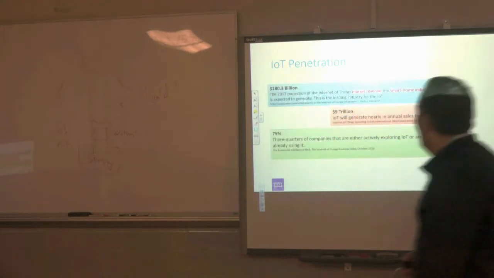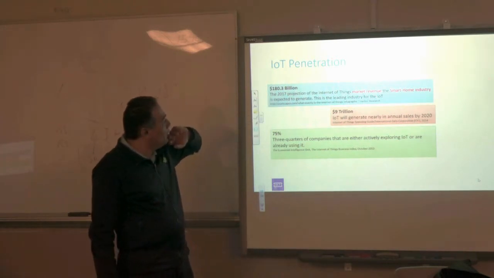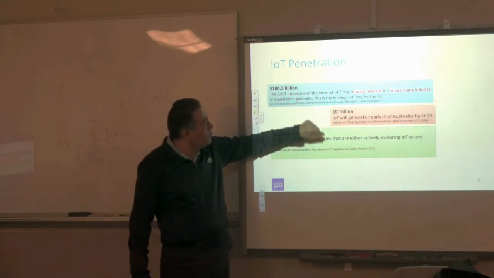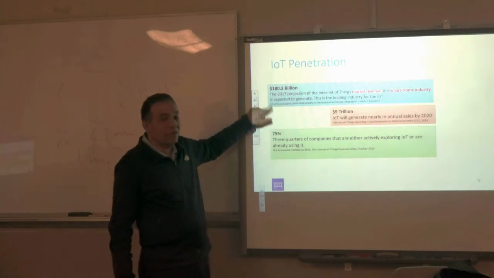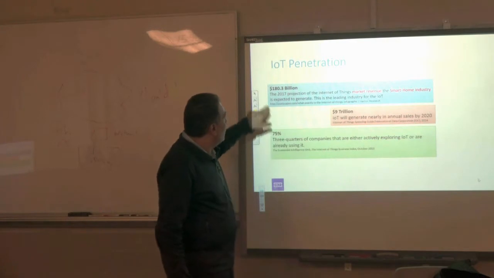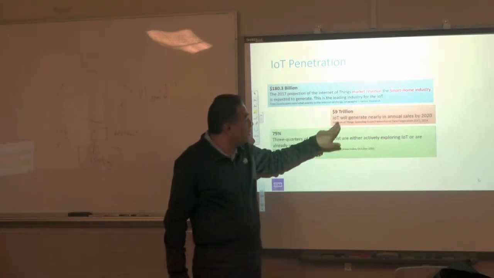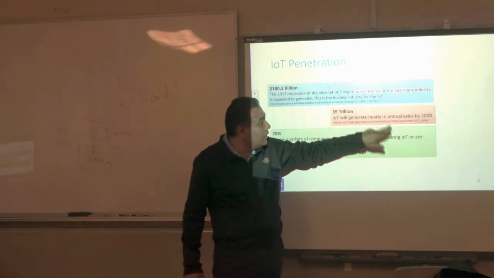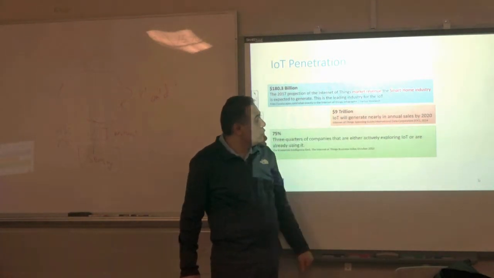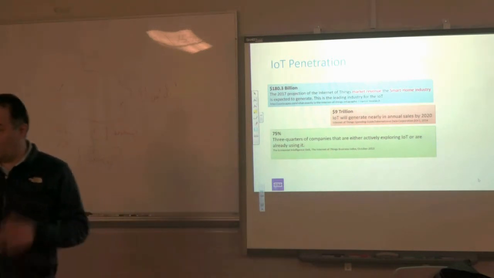All right, so IoT penetration is about 180 billion in 2016. This is a projection from slides I created before 2015. It's about $180 billion. About 9 trillion IoT will generate in annual sales by 2020. 9 trillion is like 9,000 billions worldwide.